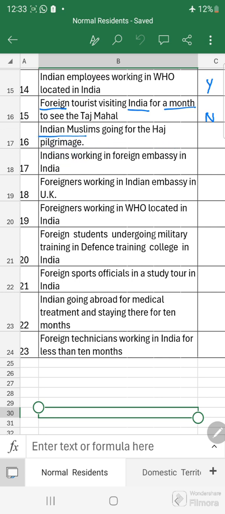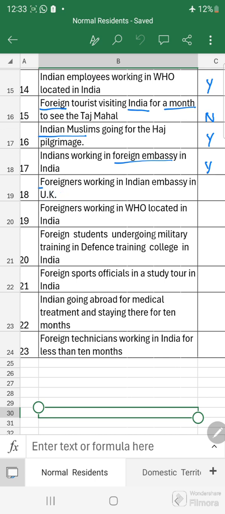Such category of people come under tourism, so they will also be considered as normal residents of India, not the place where they are visiting for Hajj. The next category is Indians working in foreign embassy in India. They will be considered as part of normal territory of India, the simple reason being the center of economic interest lies in India.